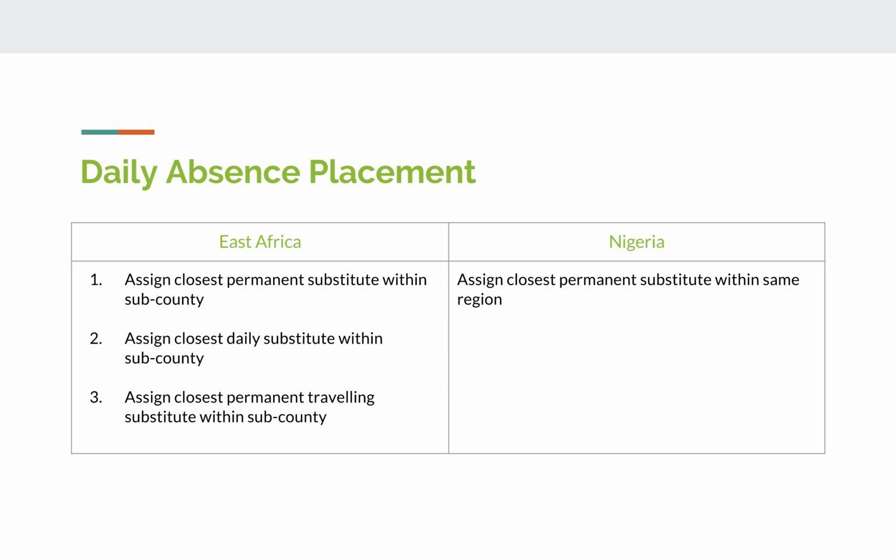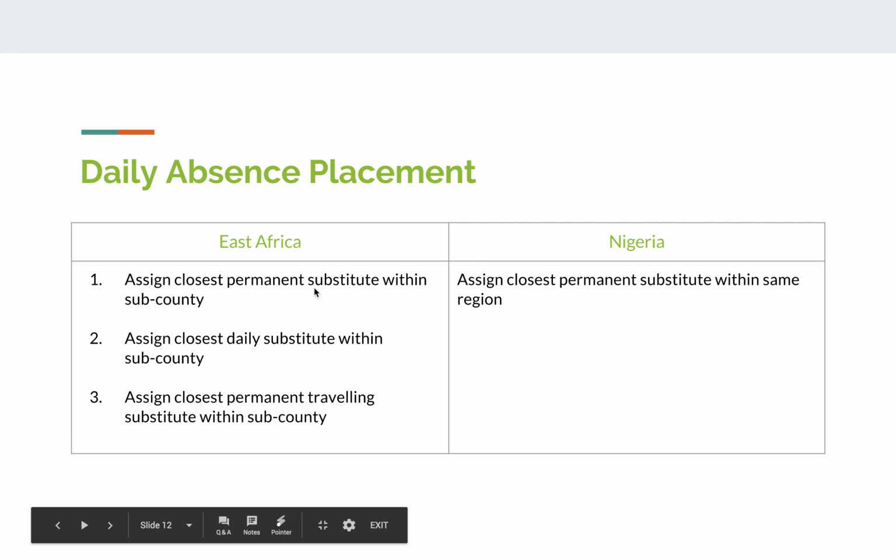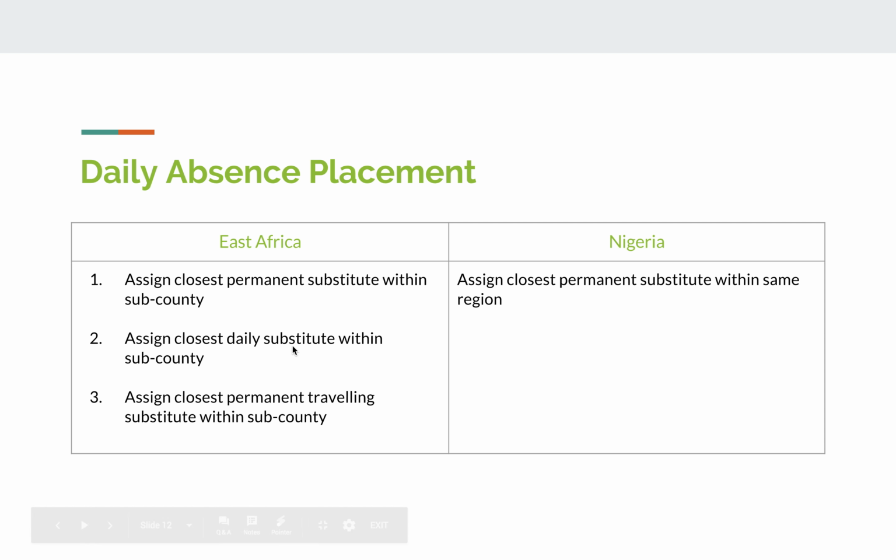Okay, so that was recruitment placement. And then moving on to daily absence placement. For daily absences, it's mainly according to the location. And in East Africa, there's a priority for us to assign permanent substitutes first, and then daily substitutes, and then permanent traveling substitutes. And they're all within sub-county.